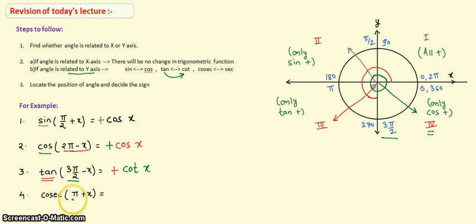Let us see the last example. Cosec pi plus x. Pi is related to the x axis. So if the angle is related to the x axis, there will be no change in the trigonometric function. So cosec will remain as it is, cosec x. Now pi plus x, which quadrant will it go in? See, this is pi plus x. So again it will go in the third quadrant. In the third quadrant, cosec is negative. So it will have a minus sign, right?